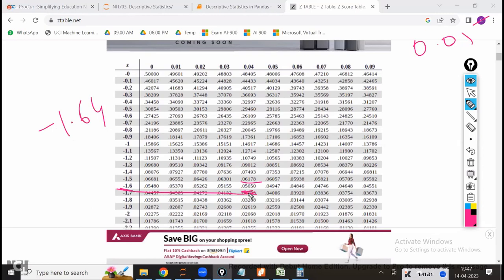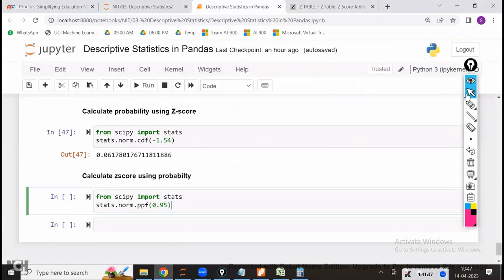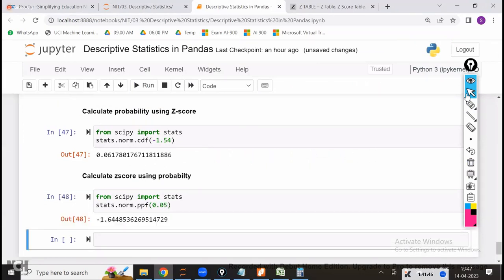So now you have checked in the Z table. The same thing, how can I get in Python? By using the PPF. By writing the PPF, if I write 0.05, it will give the Z-score as the output. PPF will give the Z-score as the output. If I give the Z-score as input, I will get the P-value as output. Then it is called CDF. Clear? So how to calculate everything in Python? Is that clear? Using pandas.